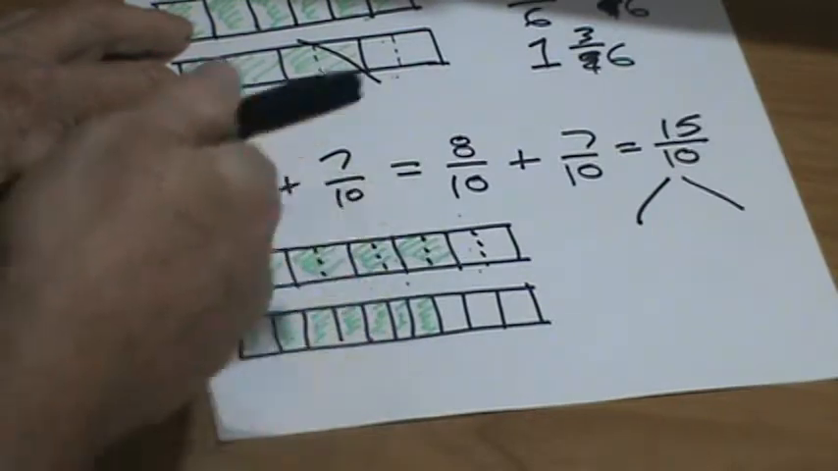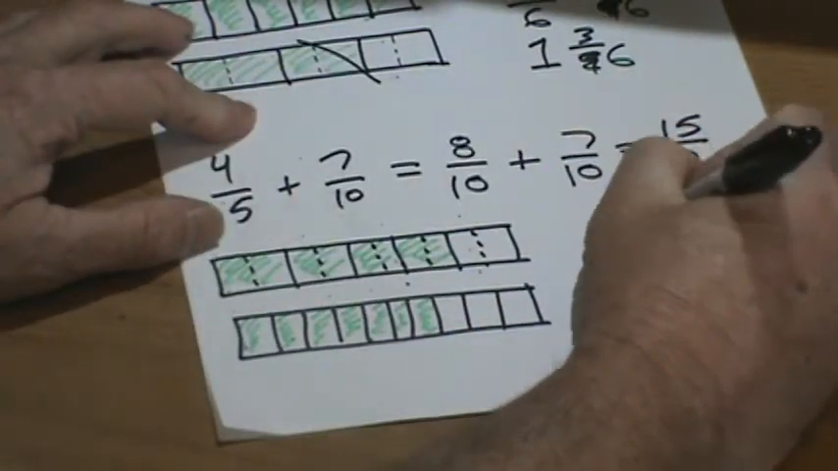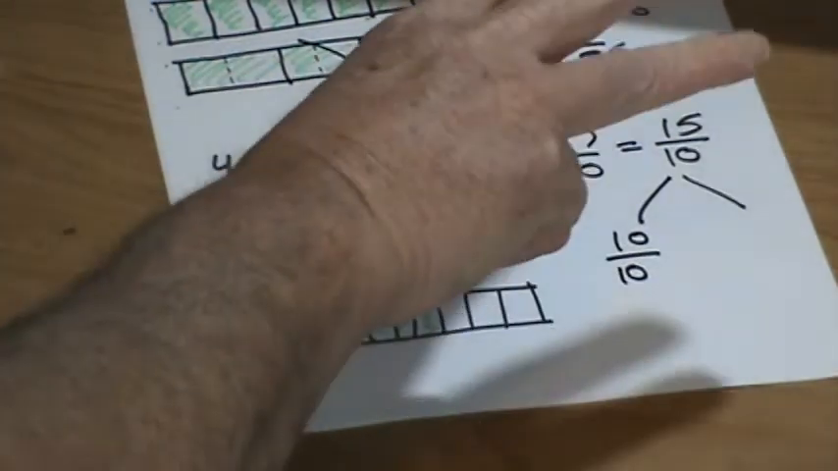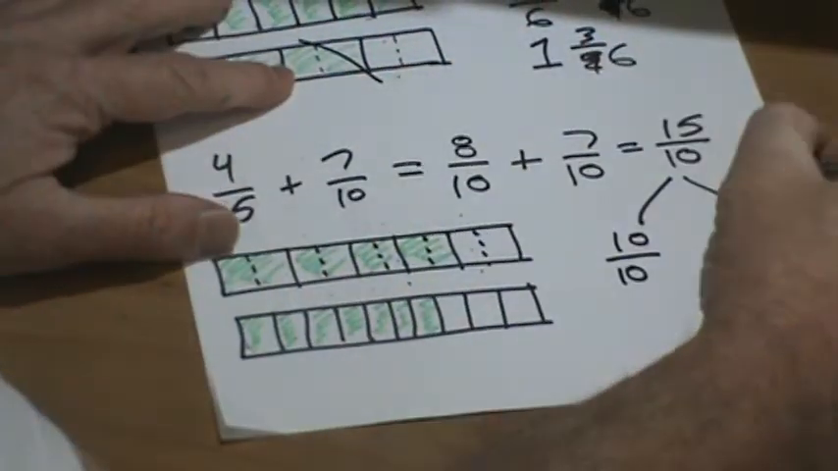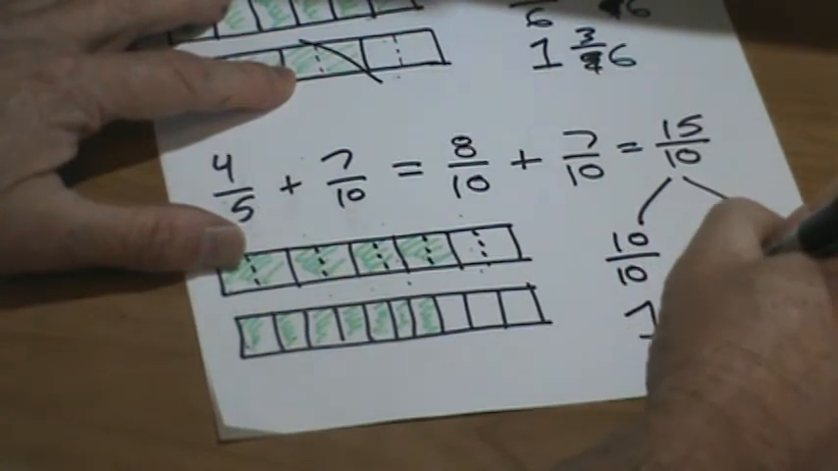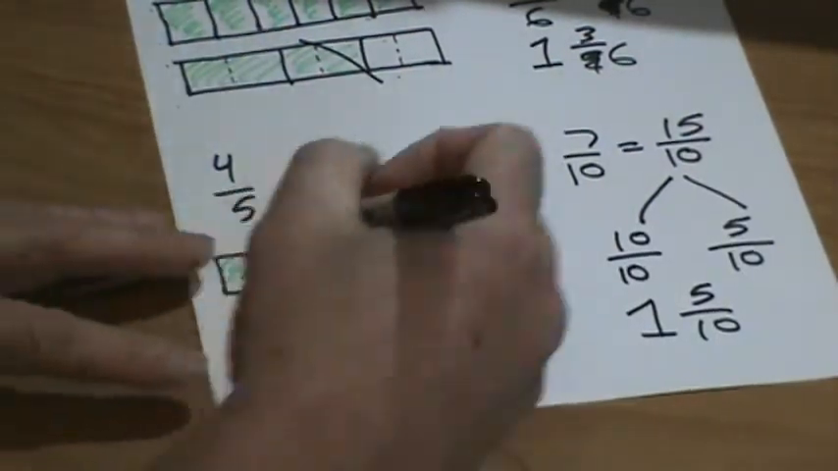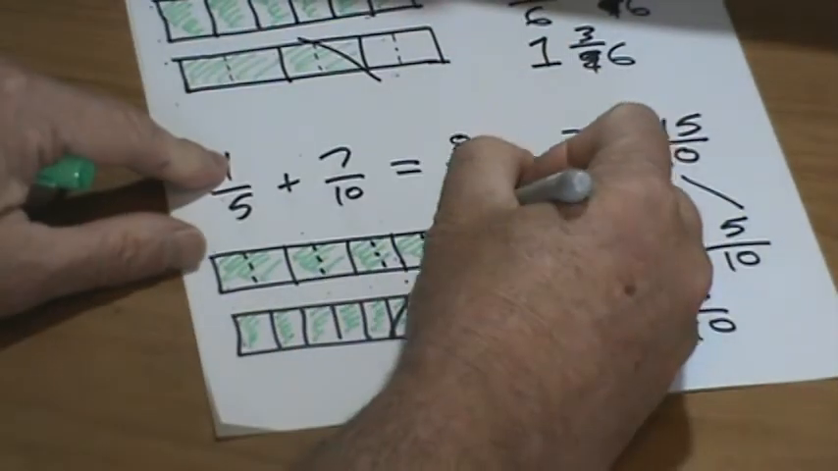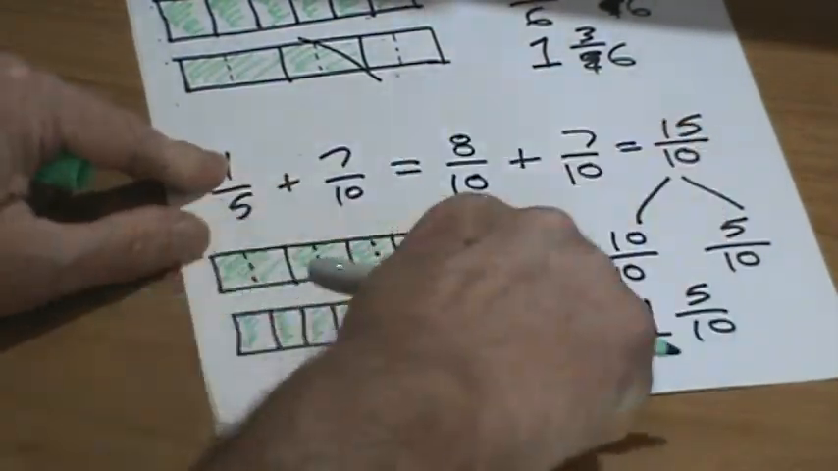Make our number bond. The first one will be 1, 10 tenths. And what do we have left over? 11, 12, 13, 14, 15. 5 tenths. So we have 1 and 5 tenths. And once again, I can improve that by crossing out these two and putting them up here, just borrowing them. 1 whole and 1, 2, 3, 4, 5 tenths. Okay? Let's go on to our next problem.